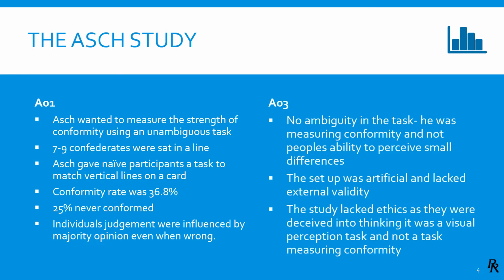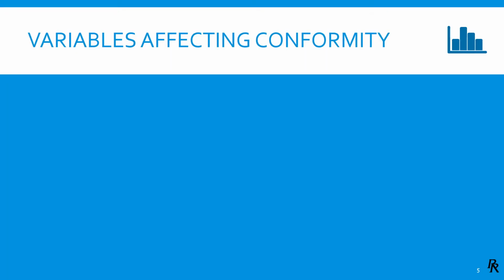Moving on to AO3, there was no ambiguity in the task, and therefore he was measuring conformity and not people's ability to perceive small differences in length, giving it internal validity. However, the setup was artificial, and the task was an odd thing to be discussing around a table, thus it lacks external validity or mundane realism. The study also lacked ethics, as they were deceived into thinking it was a visual perception task and not a task measuring conformity. Sticking with Asch's study, variables affecting conformity.